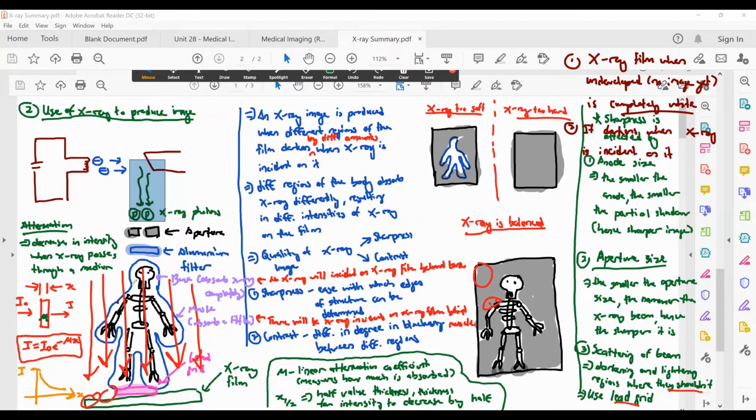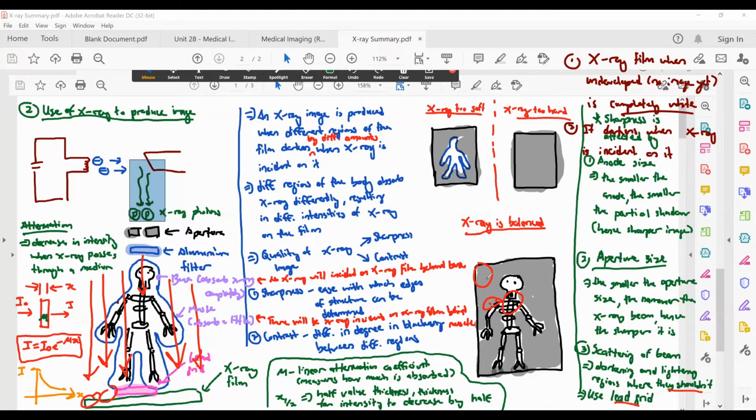But for the case where you have the X-rays that is incident on the bone, say for example here, the bone will absorb all your X-ray, so none of it will pass through it and hit the X-ray film. If your X-ray is hitting your bone, it absorbs all the X-ray. Behind your bone, there'll be no X-ray left, so nothing will actually come out to darken the film. So this part here will be completely white, as you can see here.